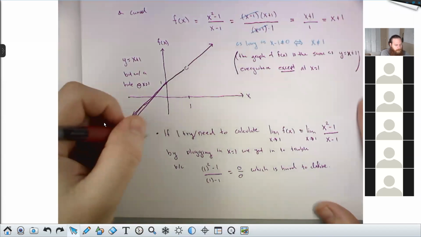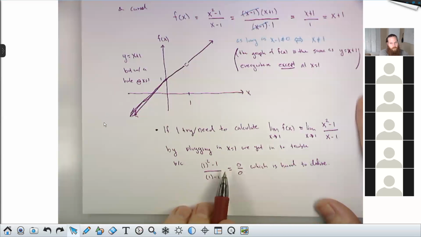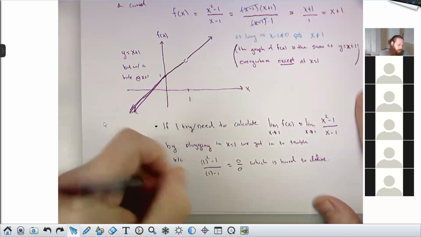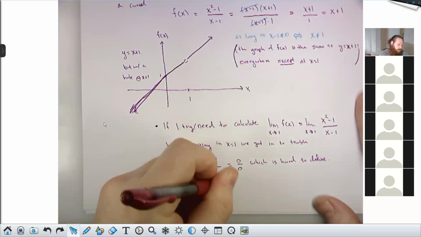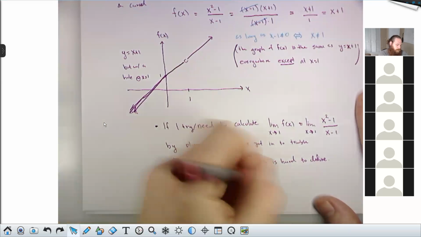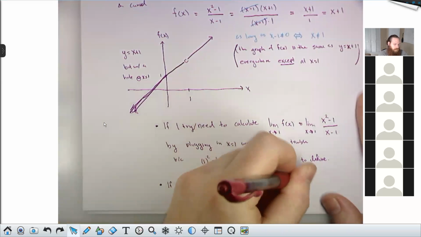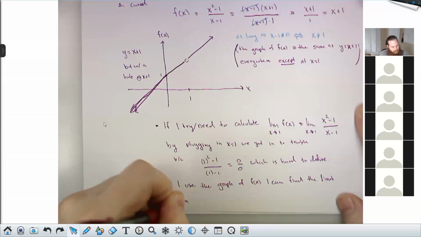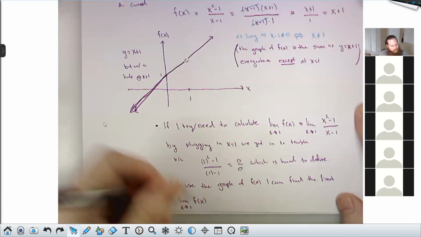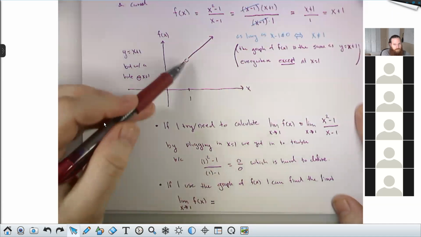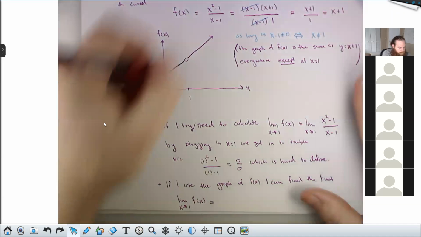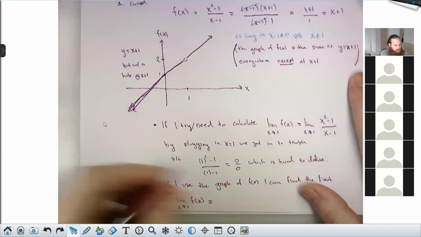So now let me come back down here. If I try to calculate the limit by plugging in, I get 0 over 0, which is a problem. For us right now, anytime you have a 0 in the denominator, we're in trouble. But if I use the graph of f of x, I can find the limit. The limit as x goes to 1 of f of x equals, well, what is the y value of this hole? 2. Yeah, it's 2, right? Because it's along the line y equals x plus 1.